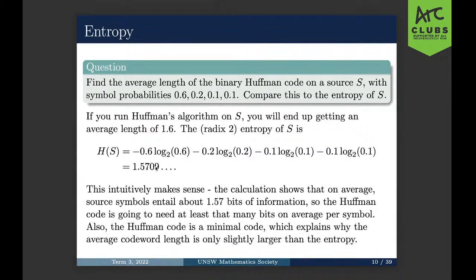The reason why the Huffman code average length is only slightly bigger than the entropy is sort of explained by the fact that the Huffman code is a minimal code. This is kind of an iffy explanation because sometimes Huffman code can be pretty bad. But yeah.